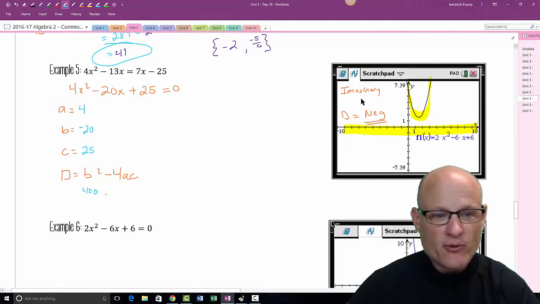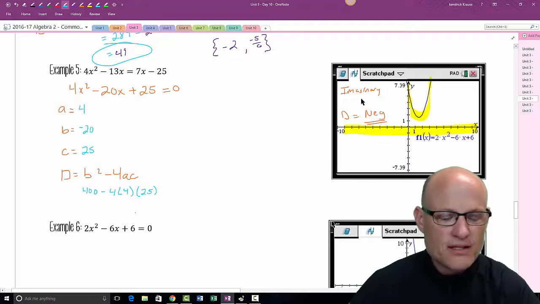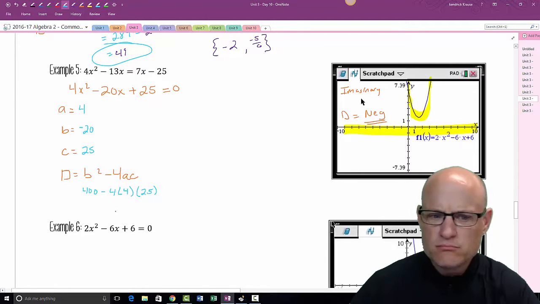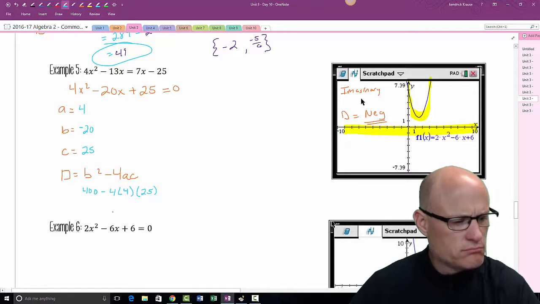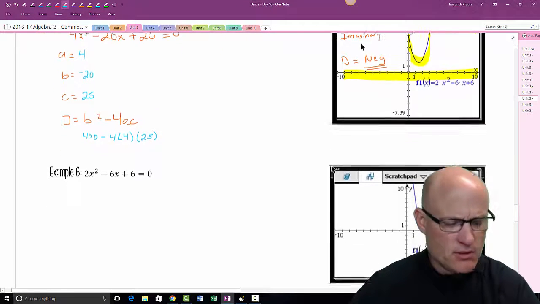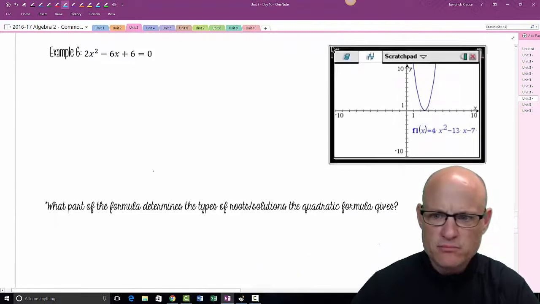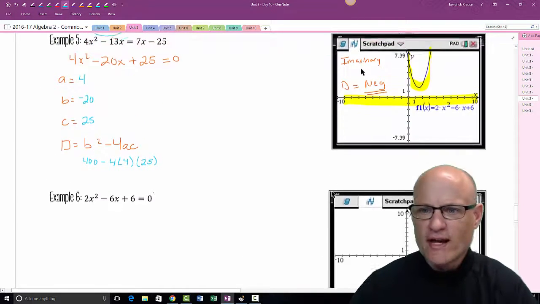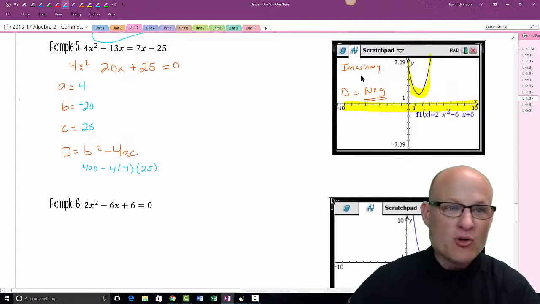I'll try to get this one right for you. Minus 4 times 4 times 25. So let's see what we got here. 16 times 25 is... My graphs don't match up? Some of my graphs got all messed up. All right, so the graphs on this are backwards. They will be fixed.